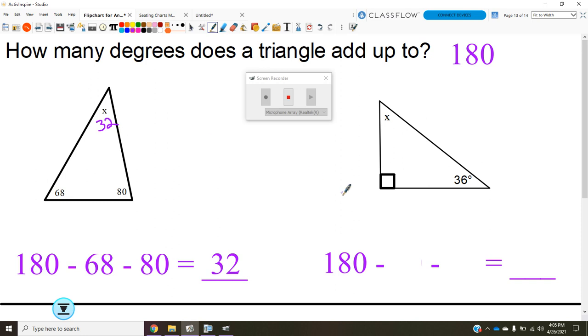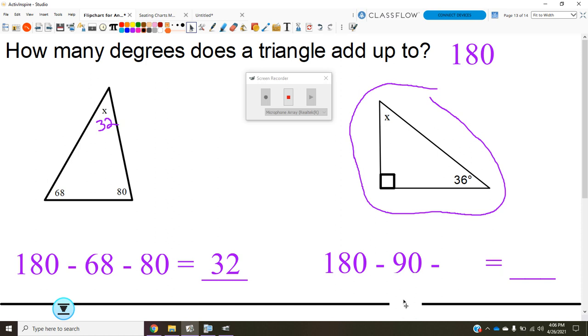Okay, I want you guys to do this one. Figure out what x is. Remember that the corner here has a 90-degree angle. So a little hint to get you started is 180 minus 90. Okay, that'll get you started.